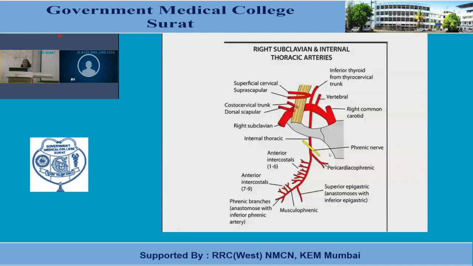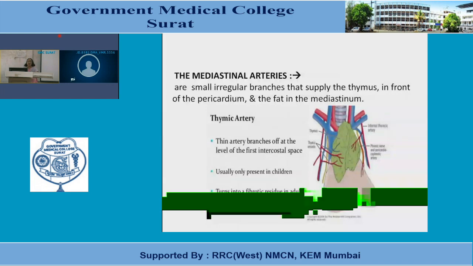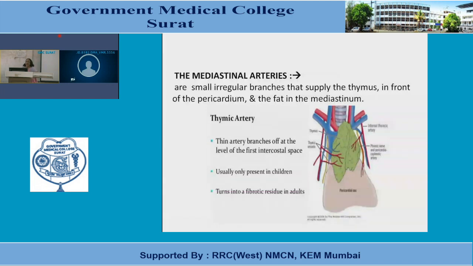Now here you can see the diagram, the phrenic branch, right? So this is about the branches. The second important branch is called the mediastinal arteries. These are small irregular branches that supply the thymus and the front of the pericardium. The pericardium is a protective covering layer of the heart and its great vessels. It also supplies the fat in the mediastinum. The mediastinum lies between the two lungs in the thoracic cage.